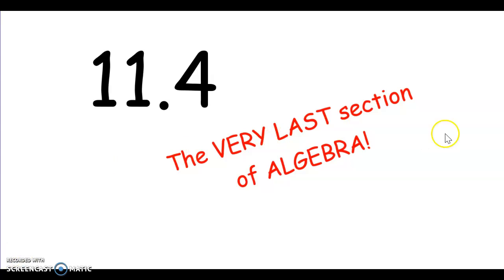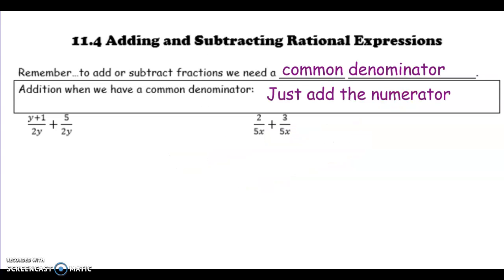Here goes nothing. All right, so adding and subtracting rational expressions. Basically, we've got fractions. We're adding and subtracting fractions. Remember, to add or subtract fractions, we need a common denominator. When we have a common denominator and we're adding, all we have to do is add the numerator.